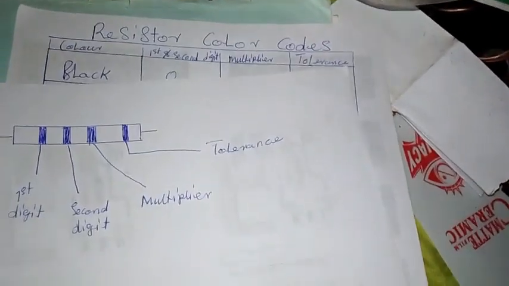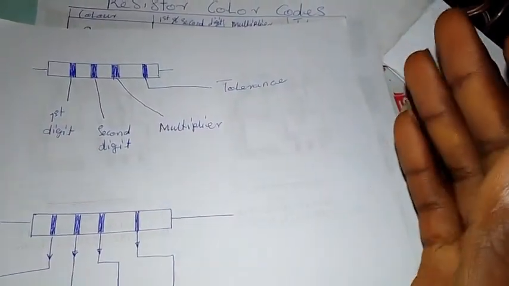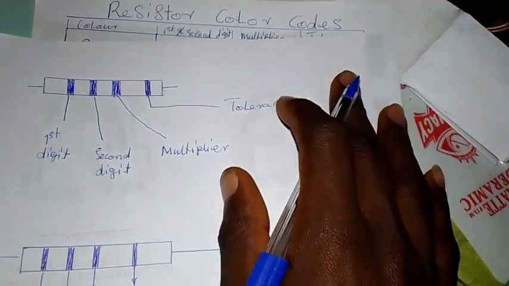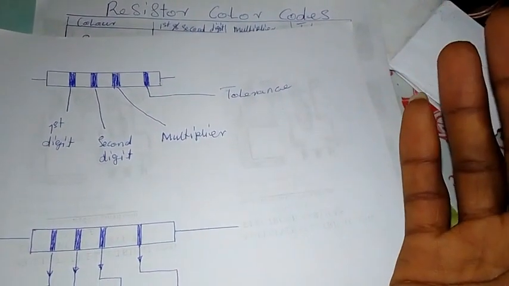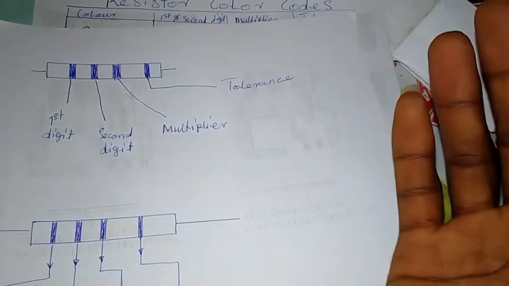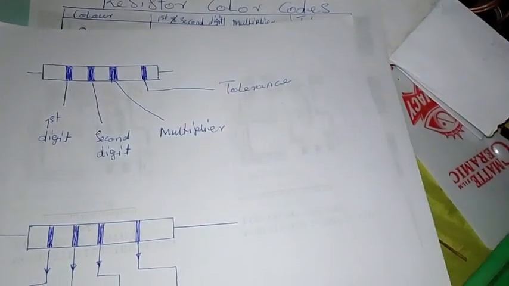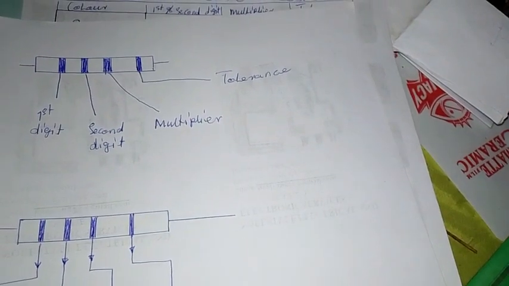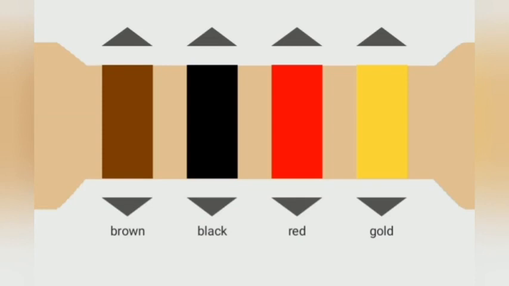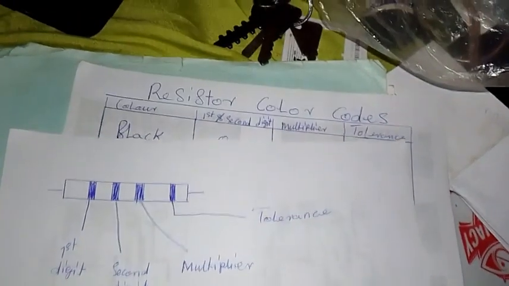Alright, friend, you must have seen the list of those colors and their codes on the screen. Now let's look at the formula you can use to determine the resistance of a 4-band resistor. You just check the image on screen with their colors.